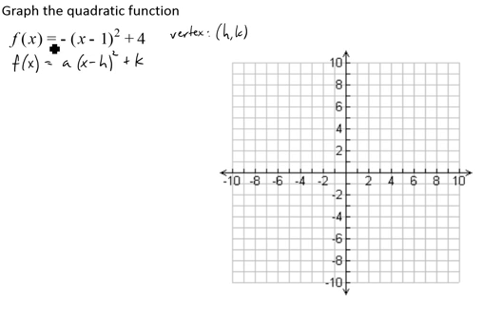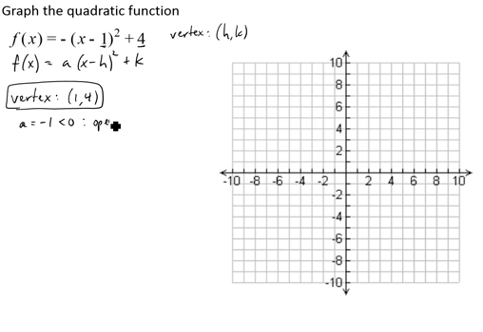And so for our particular function that we're looking at, we see that we have a 1 in place of the h and a 4 in place of the k. So our vertex for this particular function is the point 1, 4. We also see that our a is negative 1. So because a is negative, that means that our parabola opens down.